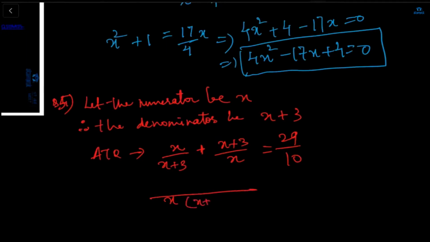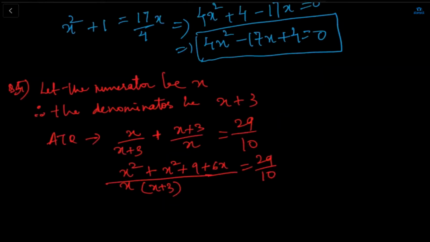Now if you solve it, you will get x square plus (x plus 3) whole square, because it will be (x plus 3)(x plus 3). The (x plus 3) whole square gives x square plus 3 square plus 2ab, is equal to 29 by 10. So this will give 2x square plus 6x plus 9 upon x square plus 3x is equal to 29 by 10.